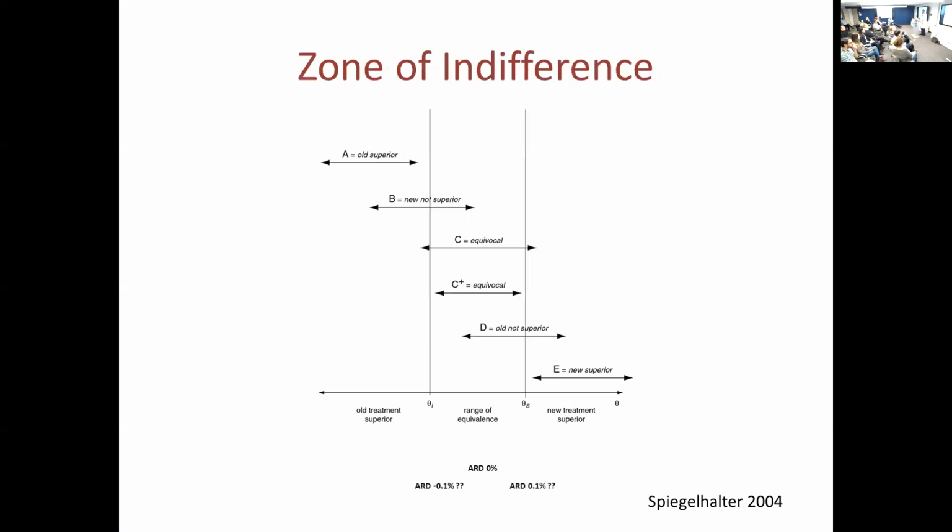One of the other really important features of a Bayesian analysis is that when you're designing the analysis, you need to specify exactly what you consider to be an important effect.